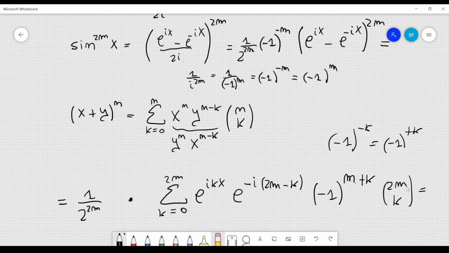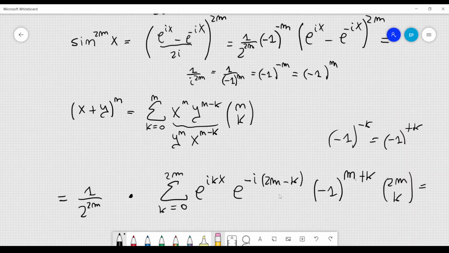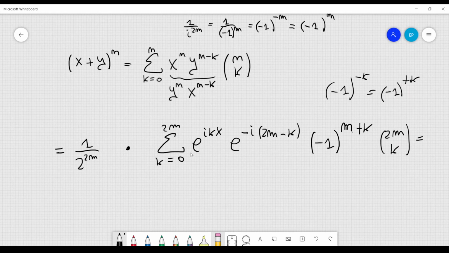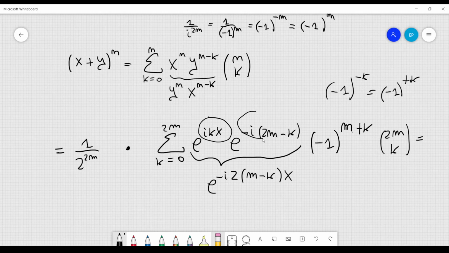And this is equal to, let me rewrite it. Let me do it here without writing the entire formula. I can rewrite the product between these two exponentials like this: e to the minus i 2m minus k x, because when I do the multiplication between these two complex exponentials, I simply have to sum the arguments of the complex exponentials, right? So I can rewrite, if I rearrange the terms like this.